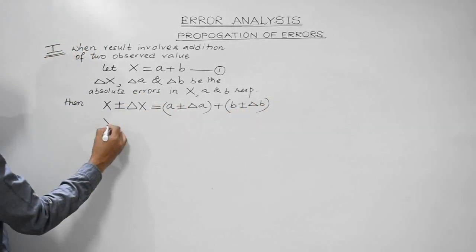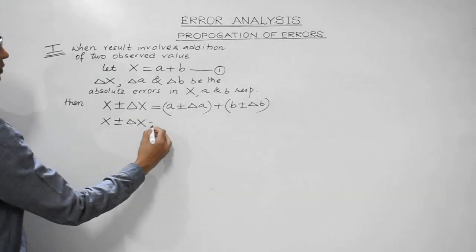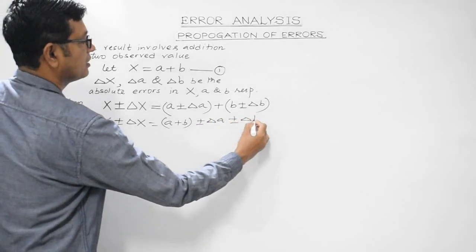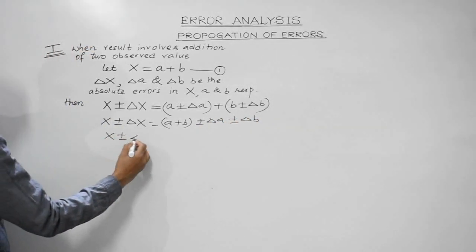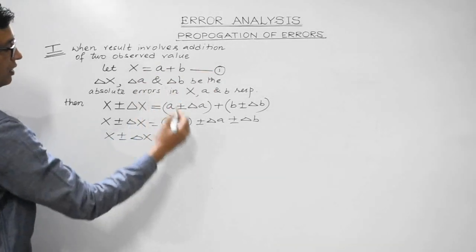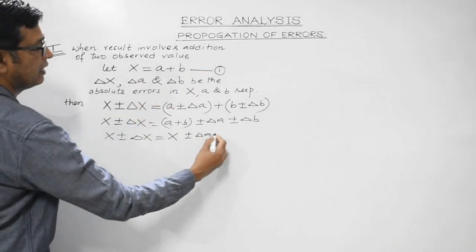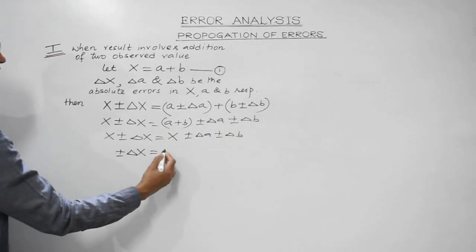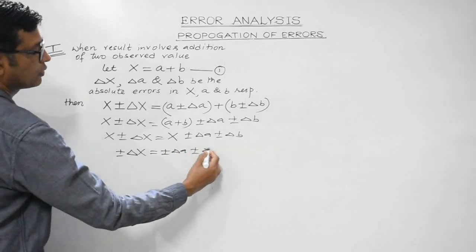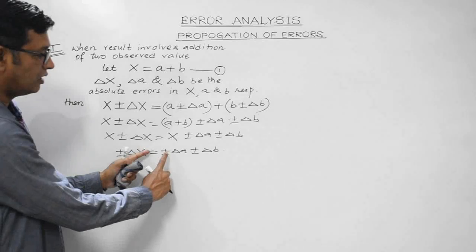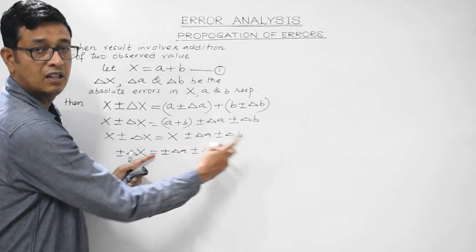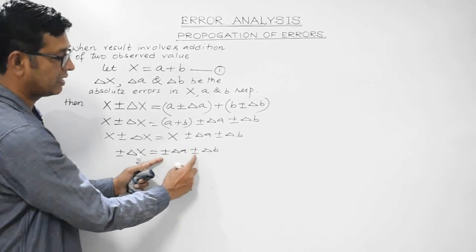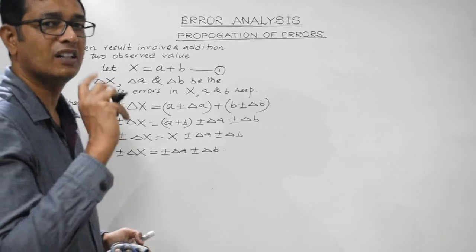So if you rearrange the terms, what you get is a plus b plus minus del a plus minus del b. Now look, x plus minus del x is equal to, what is a plus b from 1? It is x plus minus del a plus minus del b. X and x will cancel, and we will be left with plus minus del x is equal to plus minus del a plus minus del b. So basically there are 4 possibilities on the right hand side: plus del a plus del b, plus del a minus del b, minus del a plus del b, and minus del a minus del b. Now which one is to be considered?